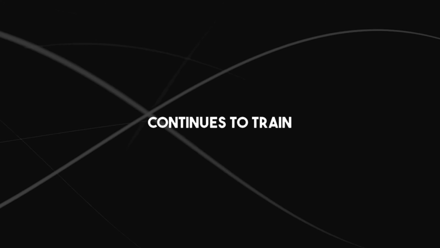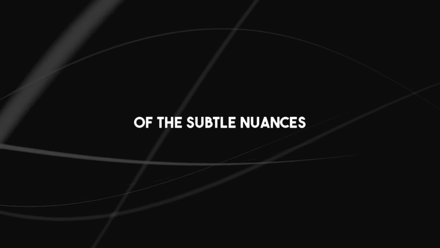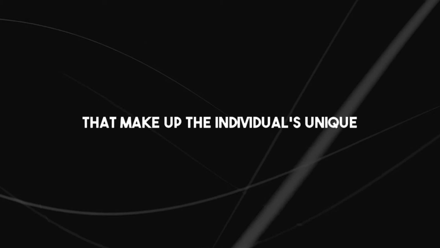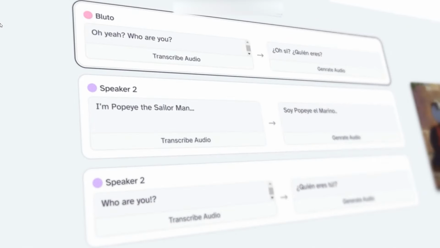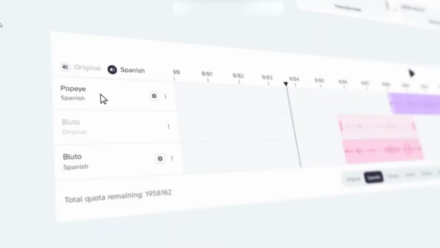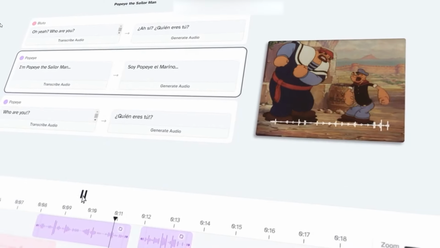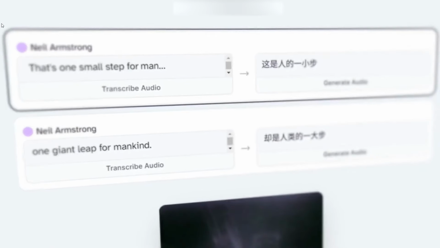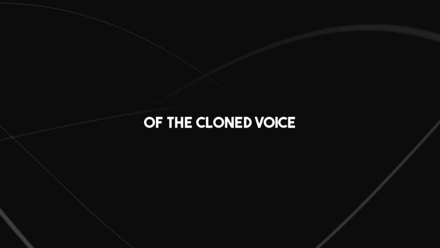As the neural network continues to train on the voice data, it refines its understanding of the subtle nuances that make up the individual's unique vocal identity. Through repetition and iteration, the network gradually improves its ability to generate accurate representations of the cloned voice. Once the neural network has been sufficiently trained, it becomes capable of generating new audio based on input provided to it. This input can take the form of text or speech prompts, which the AI interprets and transforms into synthesized audio using the learned characteristics of the cloned voice.